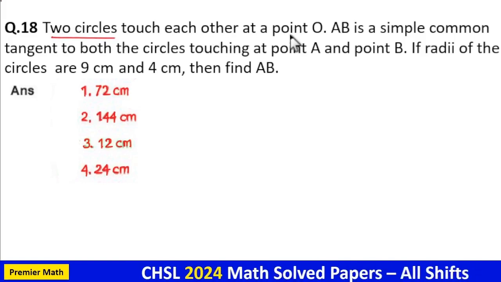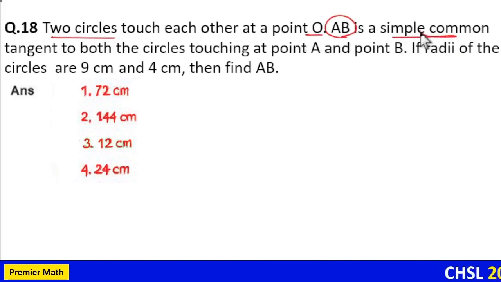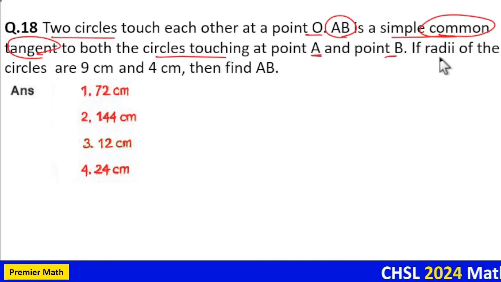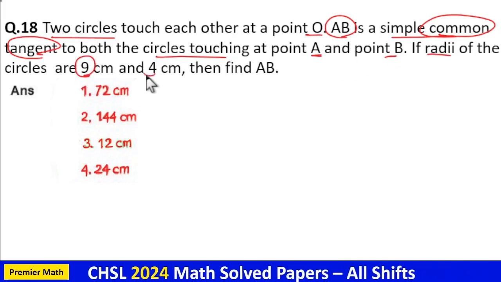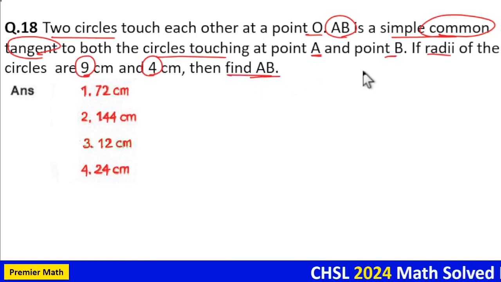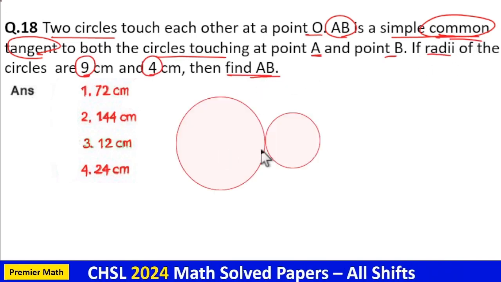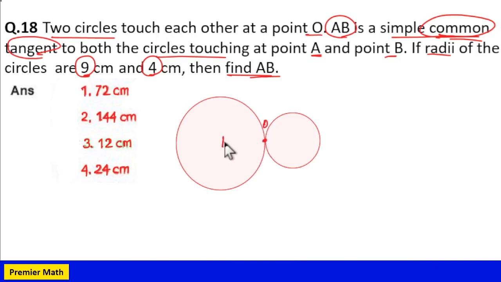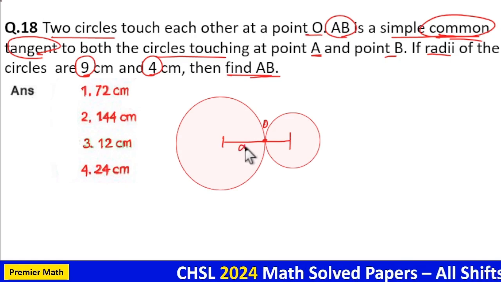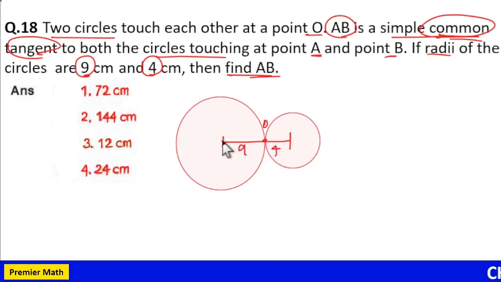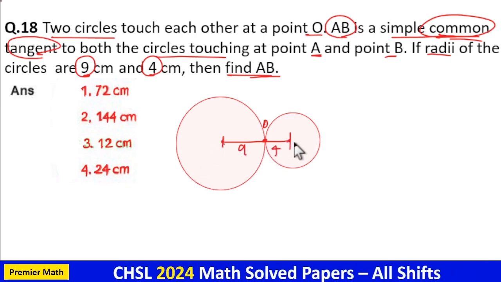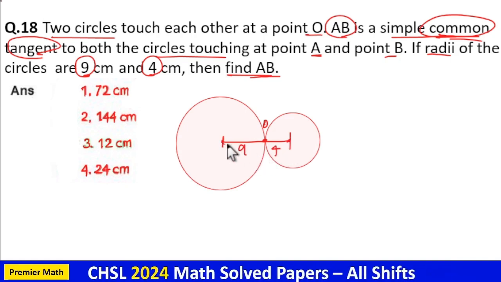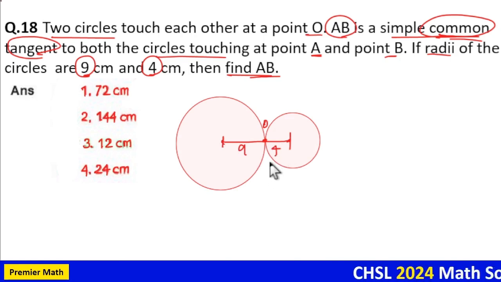Two circles touch each other at point O. AB is a simple common tangent to both the circles touching at points A and B. If radii of the circles are 9 cm and 4 cm, then find AB. AB means common tangent. Here these two circles meet at point O and the radii of these two circles are 9 cm and 4 cm. Now you can see the distance between the centers of these two circles is 9 plus 4, 13. That is, the distance between the centers of these two circles is equal to R1 plus R2.